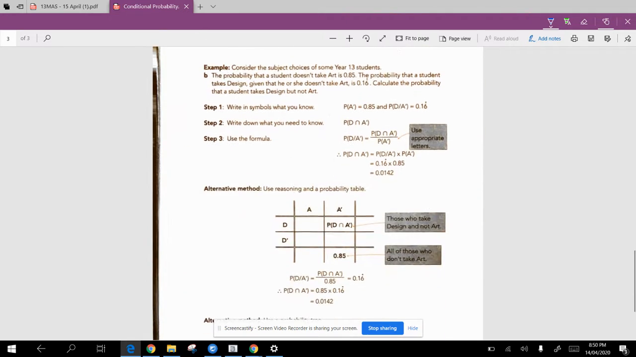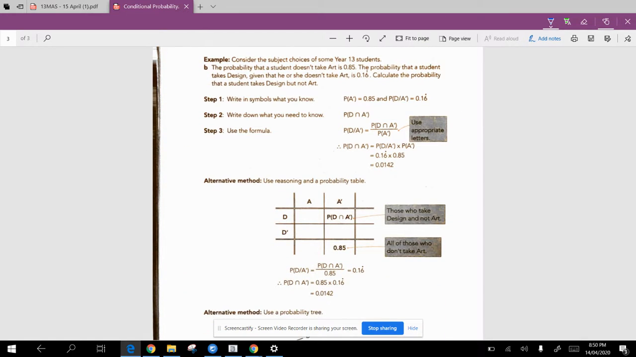Okay, if we just have a look at one more example. The probability that the student doesn't take art is 0.85, and the probability that they take design, given that she doesn't take art, is 0.16. So we're actually given the conditional probability: the probability that they do take design, given that they don't take art. So that's, remember that complement sign, that A dash sign. So we know that that is 0.16 recurring. Sorry, that's a dot at the top. Okay, so that's where this bit here comes from.